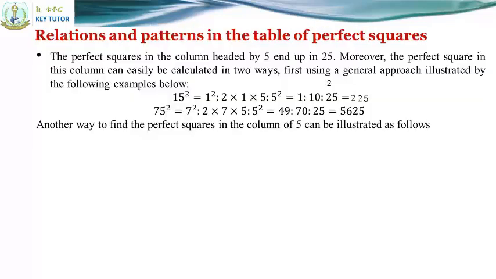Now let us focus on these relations. Say in the middle column, the column of 5, we want to make more observations. To determine the numbers in the column of 5 as a whole, we can have 2 ways. One is a general method, another is a particular method for the column. For the general method, consider 15 squared.